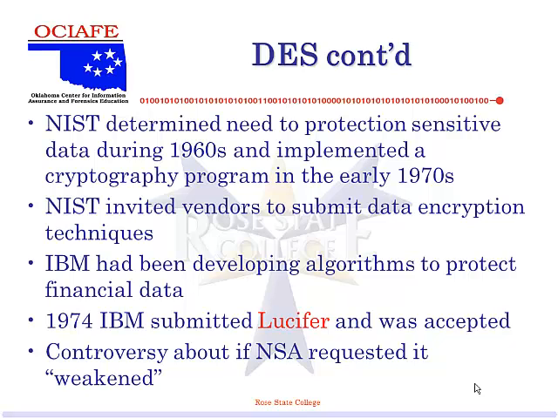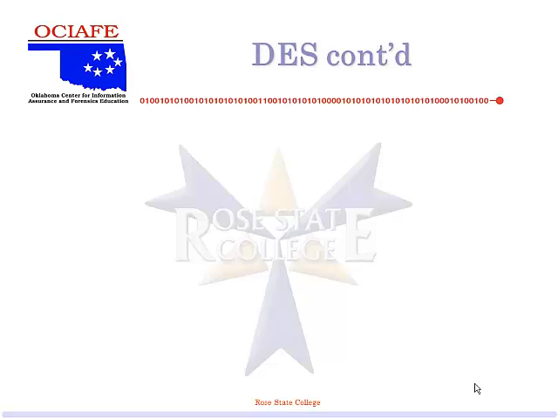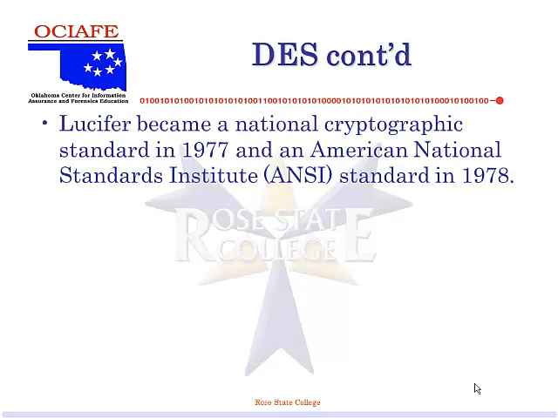Which one's better? That kind of thing. Okay. All right. It became a national standard in 1977, and an ANSI standard in 1978. Okay. How big was the internet in 1978? Not that big. Like 3 computers.